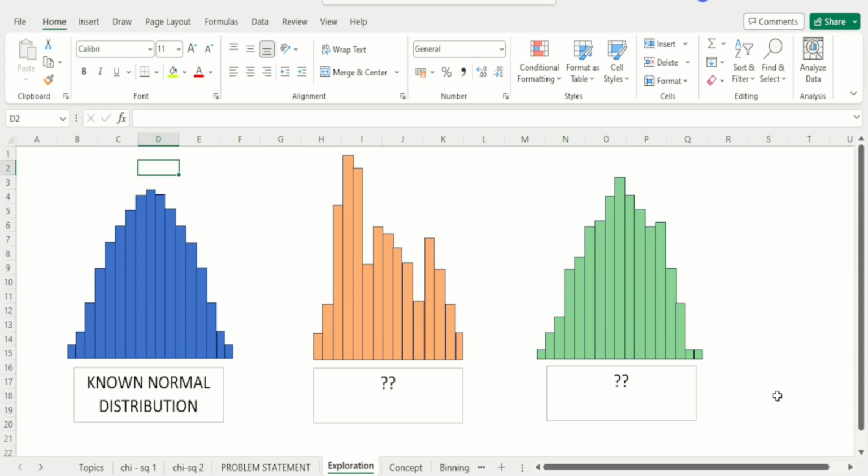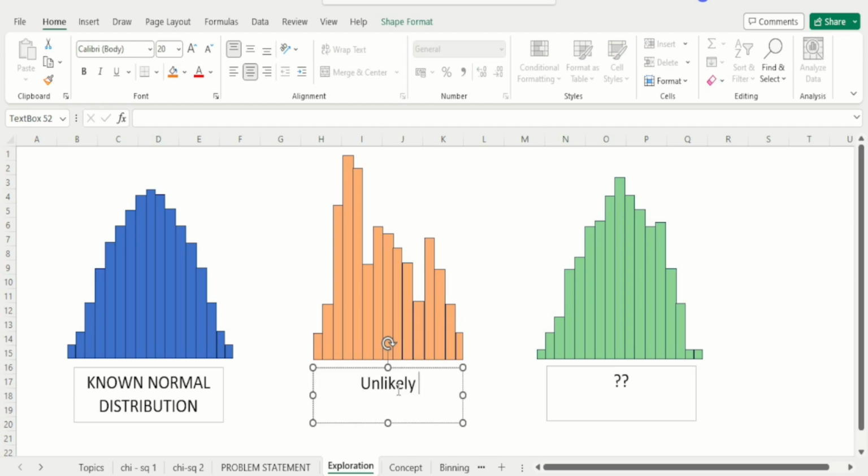Well, if you observe that, you'll see that the green colored distribution right here comes very close to being similar in shape to the known normal distribution. On the other hand, you can clearly see that the orange colored distribution is skewed in a strange way, and this does not look like a normal distribution anyway. So at the very outset, just by pure observation, you can say that this is unlikely to be normal. On the other hand, this is more likely to be a normal distribution. Okay.